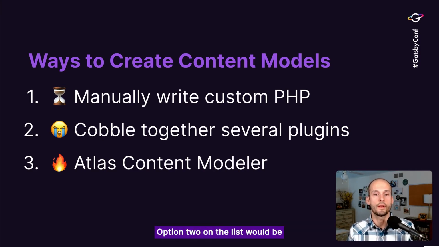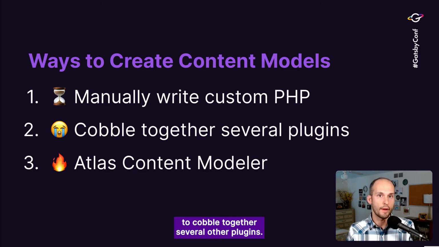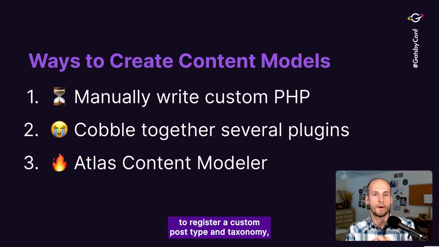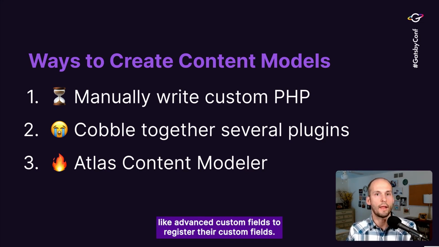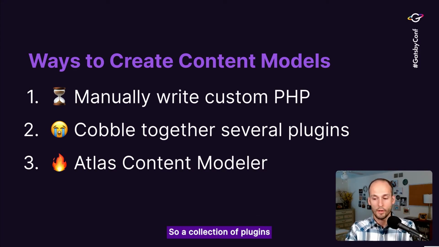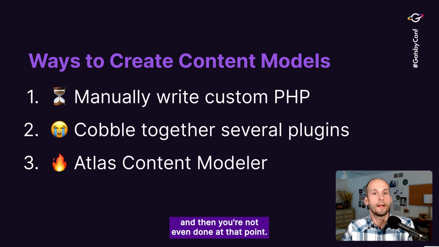Option 2 on the list would be to cobble together several other plugins. So one thing you'll see commonly in the headless WordPress space is for somebody to use a plugin like Custom Post Type UI to register a custom post type and taxonomy, and then maybe another plugin like Advanced Custom Fields to register their custom fields. And if they need efficient relationships between posts, they might need to reach for something else like MB Relationships or Posts to Posts. So a collection of plugins, and then you're not even done at that point.